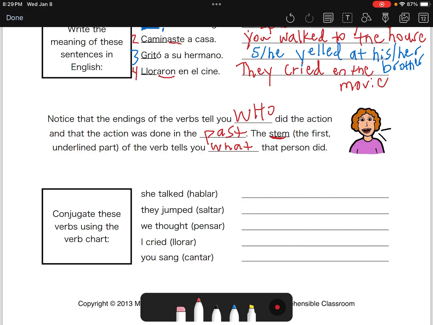Okay, next part. Conjugate these verbs using the verb chart. All right, try to do this on your own. Pause the video and then hit play to check your answers for submittal and correction. She talked. Okay, we've got hablar as our ending, so we need to write the stem first. If you want to write she, you can. You do not have to. But ella, it would be she, talked. So our stem for to talk is habl. That's talk. Now who's doing the talking? She did in the past, preterite.